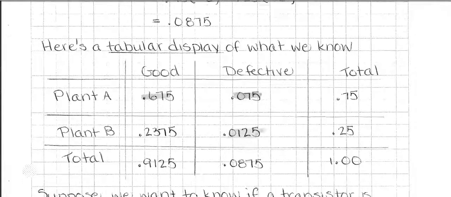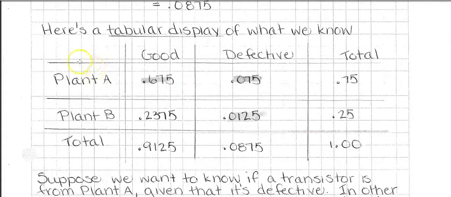Here's a table view of what we know. Again, this is plant A and good, so that's the result of the first branch. Here's plant A and defective, that's the second branch. Plant B and good, that's the third branch. And plant B and defective, that's the fourth branch.